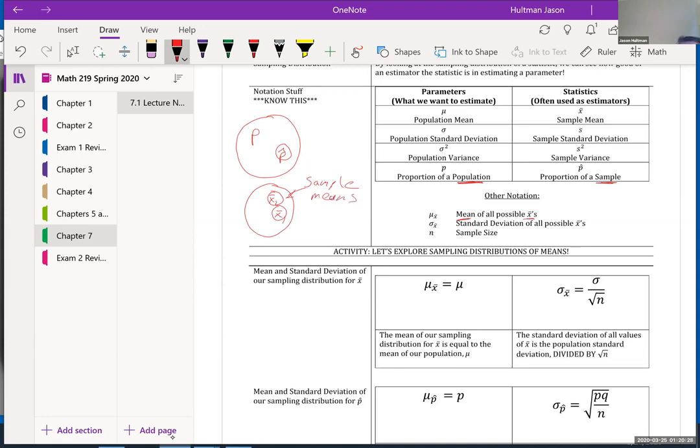Then the average of the averages, the mean of all possible X bars, we call mu X bar. The standard deviation of X bar is the standard deviation of all the possible sample means. And n is the sample size, that we're going to use.